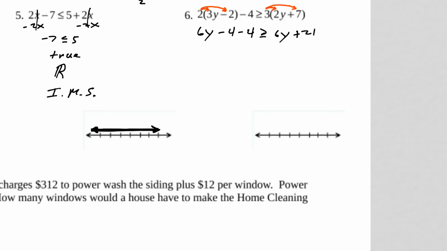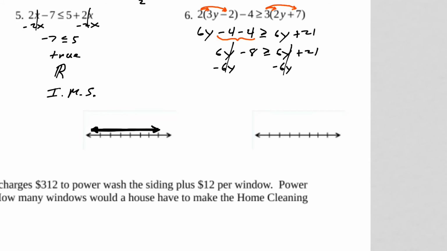From there, I could combine like terms right here. So on the left-hand side, I'll have 6y. Negative 4, take away 4 more is negative 8. And that's going to be greater than or equal to 6y plus 21, just bringing everything else down. Well, again, I have the variable y on both sides of the inequality, so I have to use addition or subtraction to get the terms containing y on the same side. So I'm going to subtract 6y on both sides.